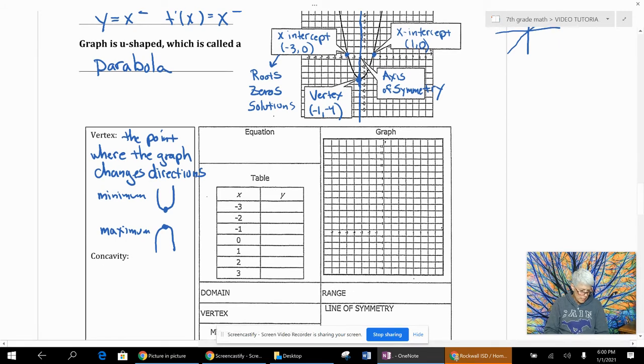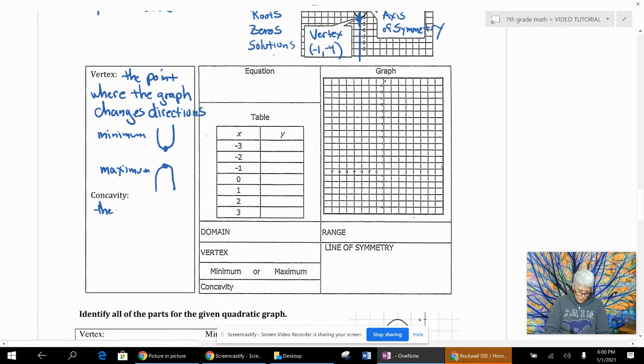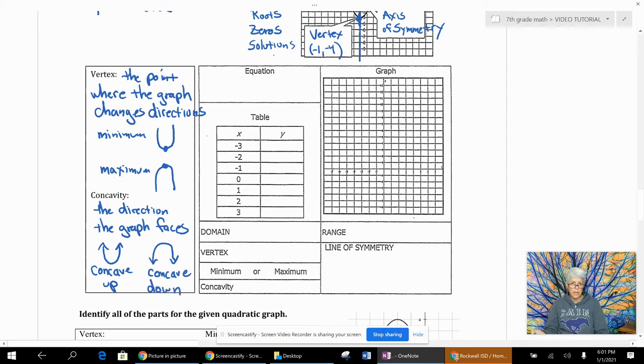Okay, concavity. It is the direction the graph faces. When I say graph, I mean the parabola. So this is concave up because it's going up. I'll go ahead and say concave up. And then, of course, you would know that this is concave down. I mean, this could be a question on a test. It's an easy question, but you have to know the vocabulary.